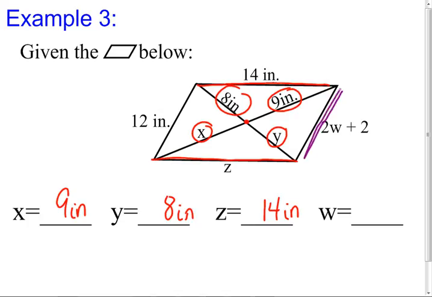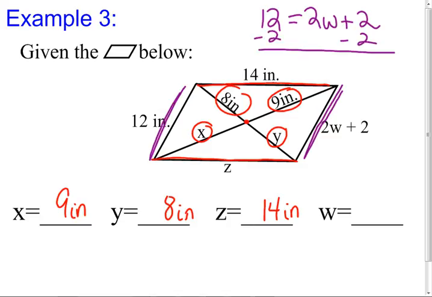Because what's true about this side and this side? Well, that won't help you with length, though. They're parallel, but they're also congruent. So 12 equals 2W plus 2. And then we subtract 2 from both sides. So 10 equals 2W. What's W equal to? 5 inches. Questions on that? Is that okay? Is that okay, Tess?